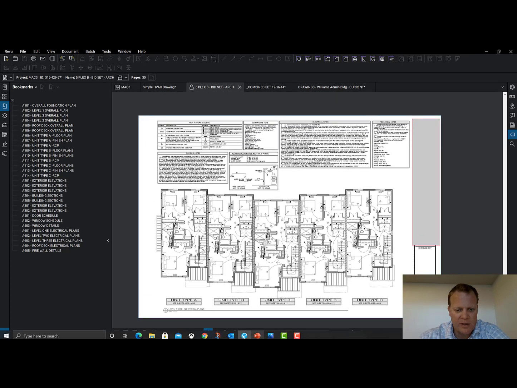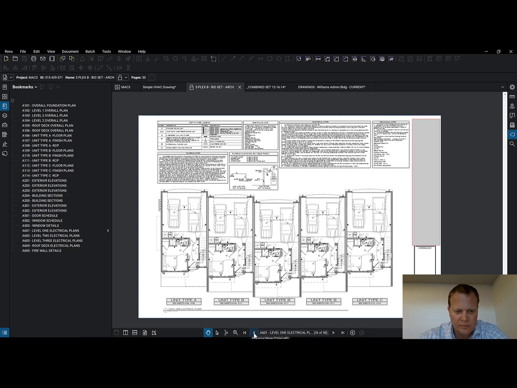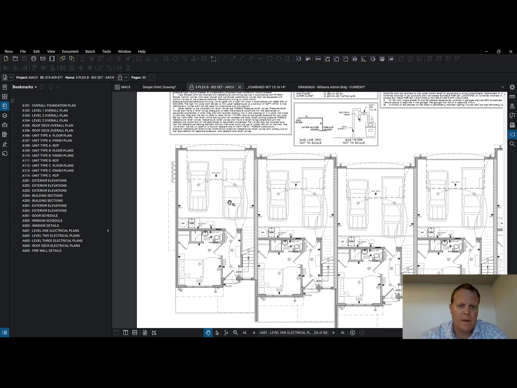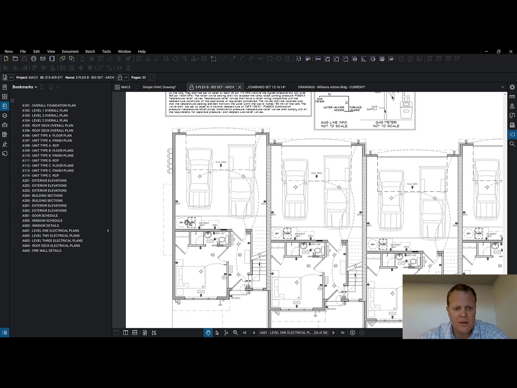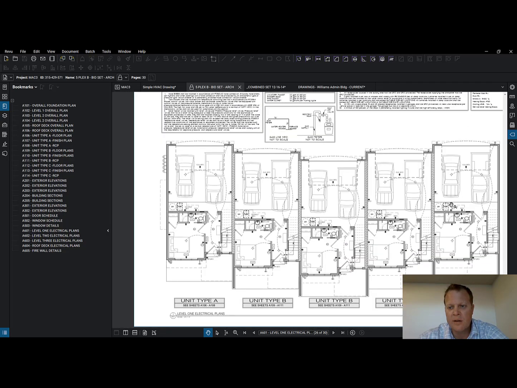I show this 5-plex in the lectures a lot, I think. So we've got level 3. Let's go to level 1. Level 1. Okay, I want you to notice a few things. We got a furnace and a water heater right here. Furnace, water heater, furnace, water heater, furnace, water heater. It's all in the garage.